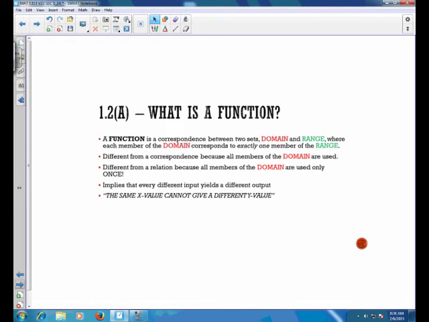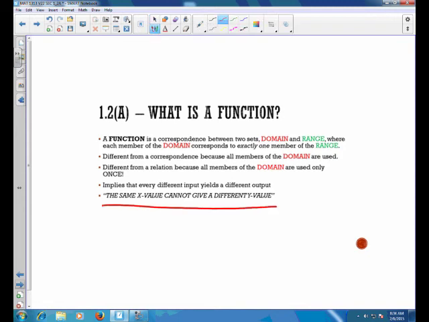So talking about correspondences and relations, we need to know now what's a function. Well, a function is just another correspondence, but it's between two sets, the domain and range. However, it's different from the other two because each member of the domain corresponds to exactly one member of the range. Okay. Different from a correspondence because all the members of the domain are used. And it's different from a relation because all the members of the domain are used only once. And this implies that every different input yields a different output. Okay? And here at the bottom, you see the same x value cannot give a different y value.